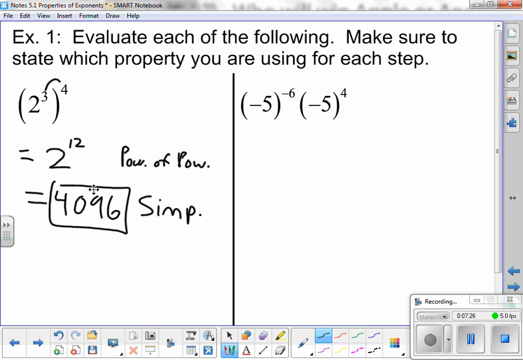Now this next one, you can actually do this one of two ways. You can use the negative exponent property, where you can put this 1 over negative 5 to the 6th. Or if you look at this, it's actually multiplication of the same base, so you can do the product of powers property, which says you take this negative 6 and you add it to the 4. So you do negative 5, negative 6 plus 4 is a negative 2. That's the product of powers. So you do have to get really familiar with those different properties.